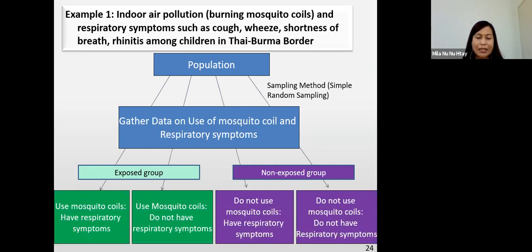Then in the analysis, we try to find out how many of the exposed group who use the mosquito coils have respiratory symptoms and how many do not. Similarly, in the non-exposed group, they try to identify how many of their families have children with respiratory symptoms and how many do not. So in this example, they compare the exposed families, those exposed to the bunny mosquito coils, with the other group, the non-exposed group.